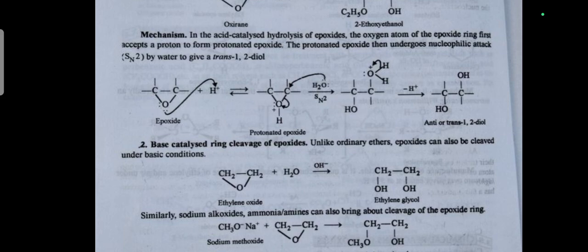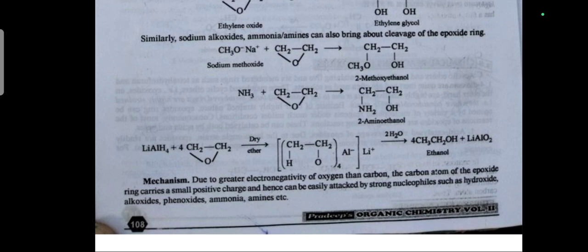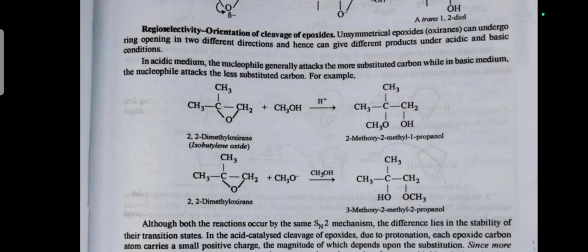Mechanism. Due to greater electronegativity of oxygen than carbon, the carbon atom of the epoxide ring carries a small positive charge and hence can be easily attacked by strong nucleophiles such as hydroxide, alkoxide, phenoxide, ammonia, amines, etc. Regioselectivity or orientation of cleavage of epoxide. Unsymmetrical epoxide can undergo ring opening in two different directions and hence can give different products under acidic and basic conditions.